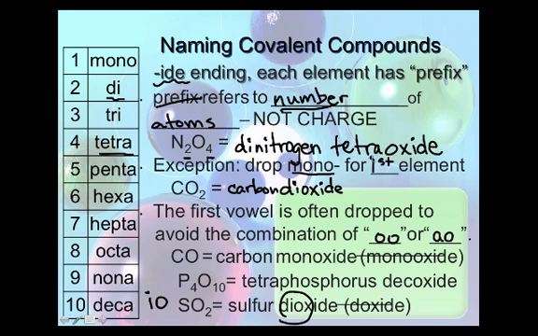So right up here, dinitrogen tetroxide, we drop the A. So it's just tetroxide. Easier to pronounce that way.